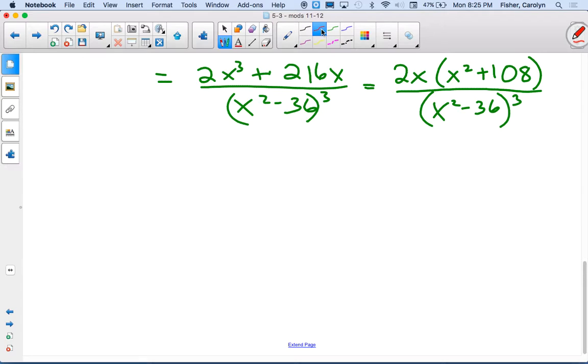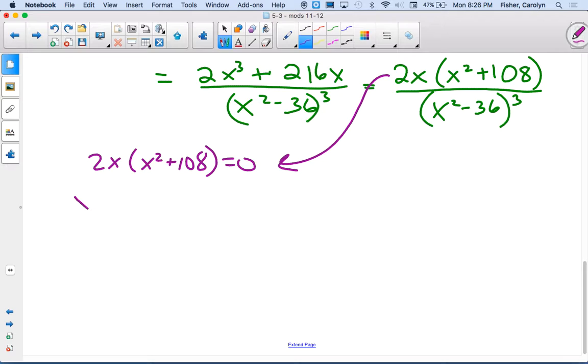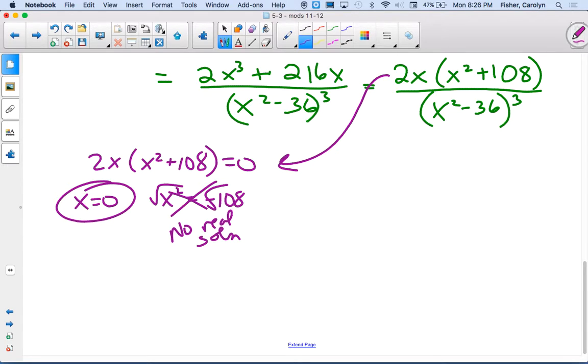Specifically, when my second derivative is either equal to 0 or undefined, would be possible inflection points where my concavity is changing. So I'm now going to take that and set it equal to 0. So that means I'm going to take the numerator and set it equal to 0. 2x times x squared plus 108 equals 0. So that means x could equal 0, or x squared could equal negative 108. And that becomes undefined, no real solutions.